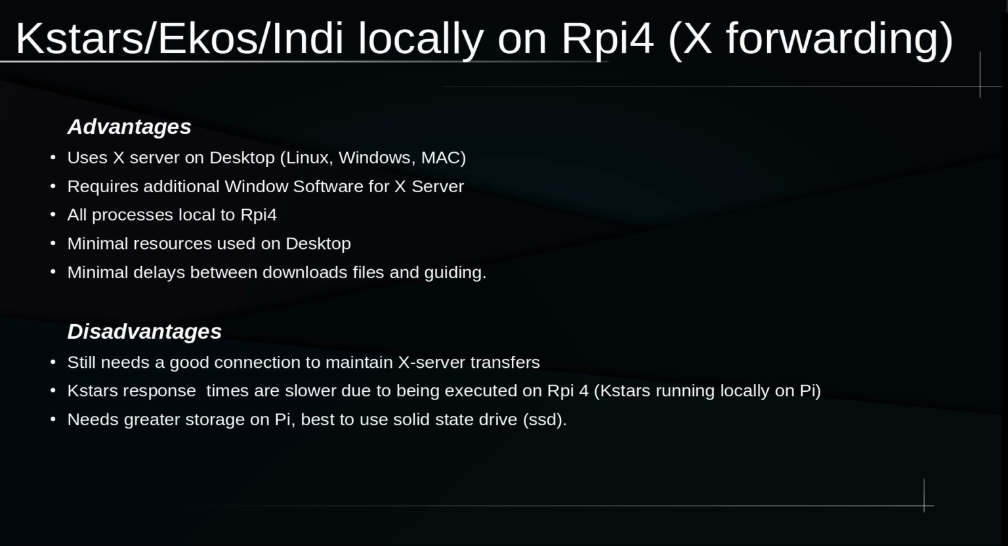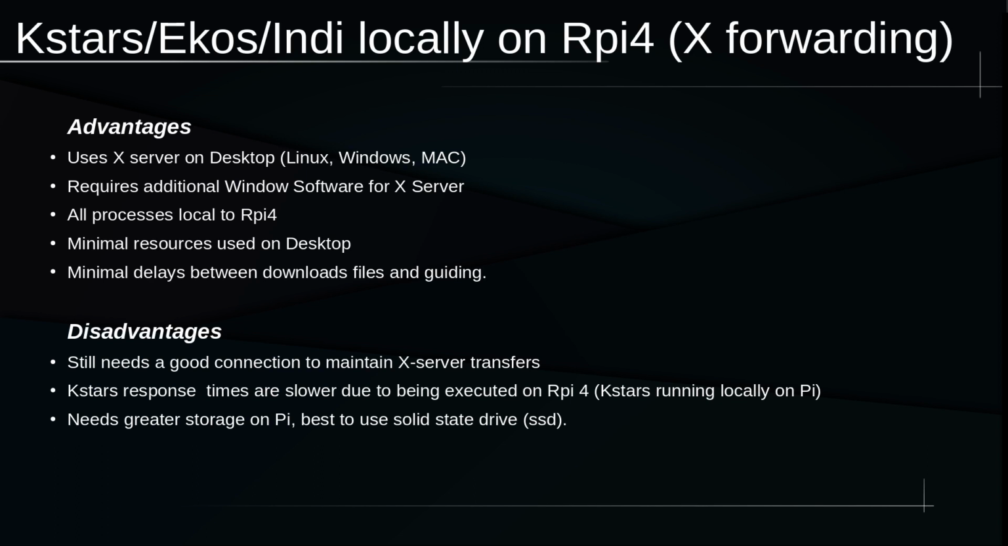When using Kstars, Ekos, and Indi locally on the Raspberry Pi using X forwarding, the advantages are that the desktop uses an X server to communicate to the Raspberry Pi. It requires additional software on Windows to provide X server functionality. All processes are local to the Raspberry Pi 4. It uses minimal resources on your desktop, and there are minimal delay times for files and guiding.